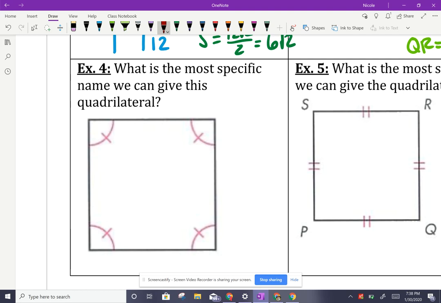All right, example 4 for squares. It says, what is the most specific name we can give this quadrilateral? So we have to inspect what is marked and do the best we can. Things that are given to me is that we have 4 congruent angles. And so if we have 4 congruent angles, think about your flowchart if you want to pull that out. Look and see where is the first time you see 4 congruent angles mentioned.